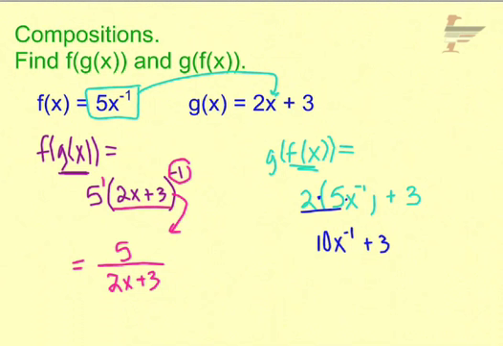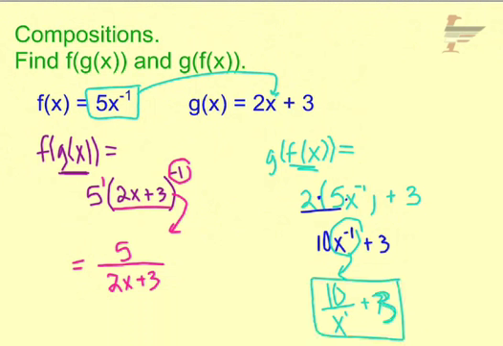Now last thing, we do have a negative exponent, which means that has to go to the bottom of our fraction. So we have 10 over x to the positive first power plus 3. So there is our g of f of x composition.